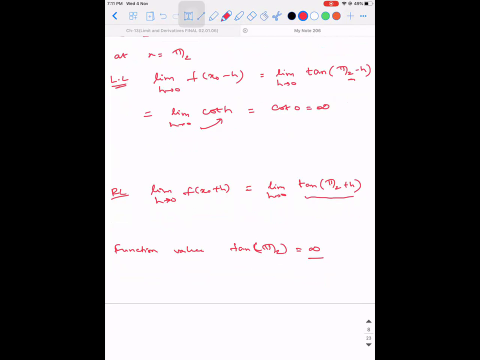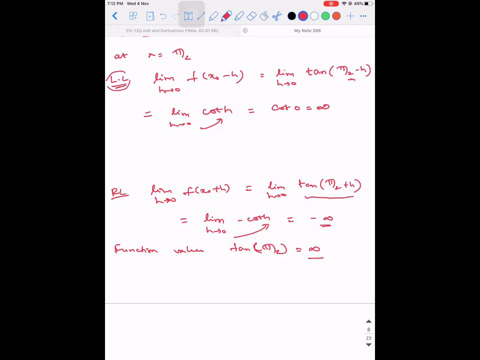So tan(a + b) by 1 minus tan... No, you need not do all those things. Tan of (pi by 2 plus h), tan of pi by 2 plus theta, your trigonometry, it is minus cot h. Now you substitute h tends to 0, it will be minus infinity. Now are you guys able to understand?